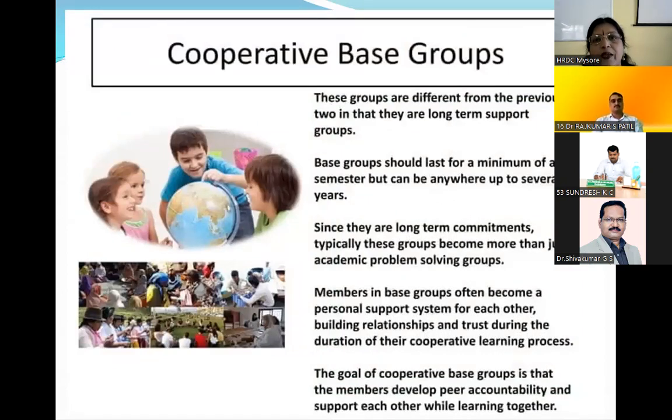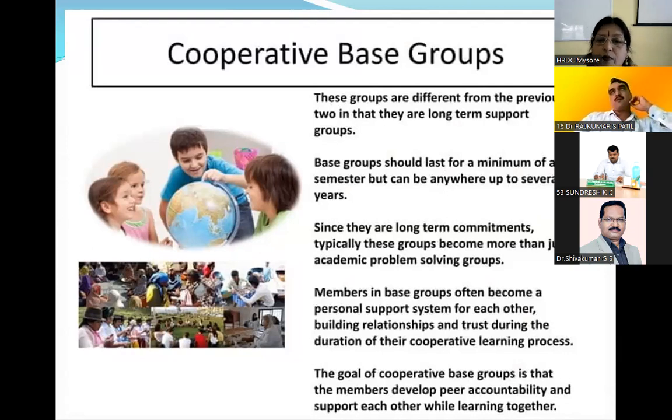Then we have the cooperative based groups. These groups are different from the previous two in that they are long-term support groups. So here what happens is it's a long-term commitment. It might be for 1 semester or 1 year. A big problem is given, a project is given.